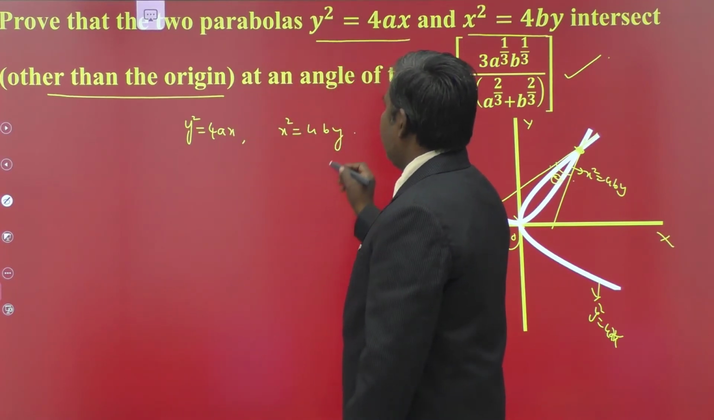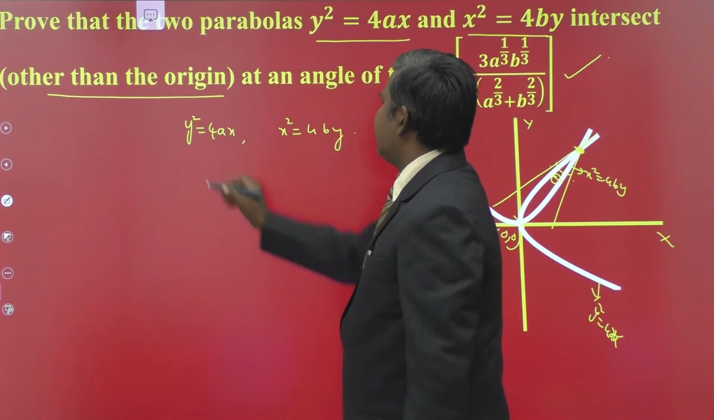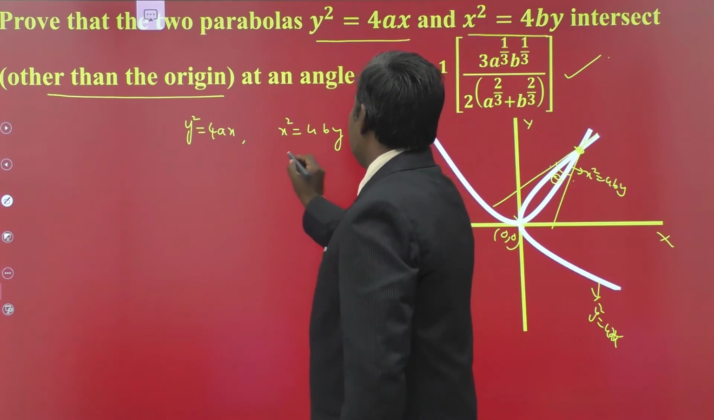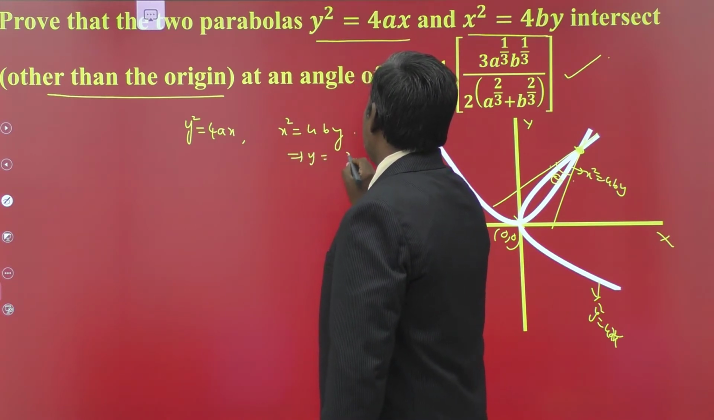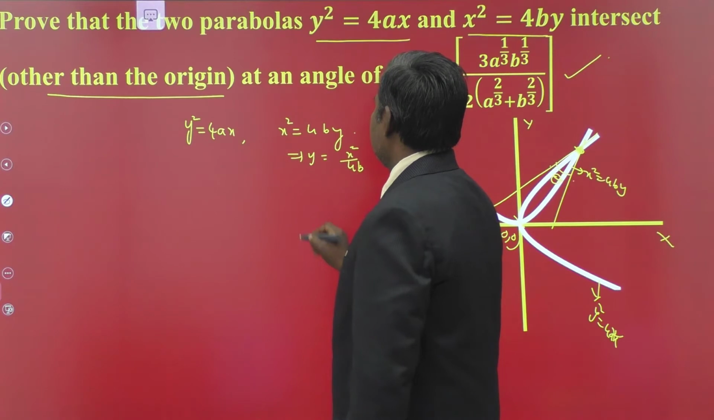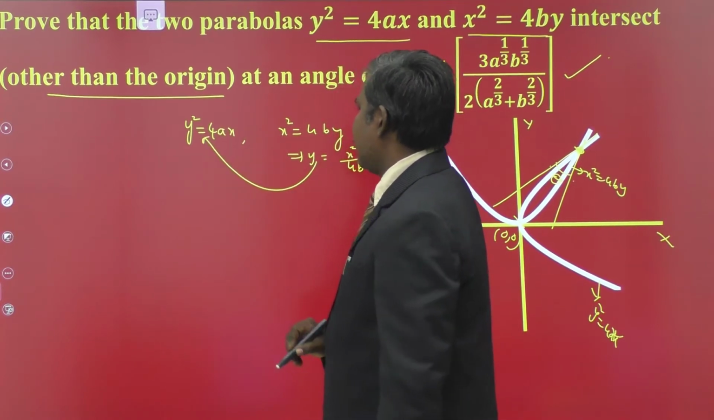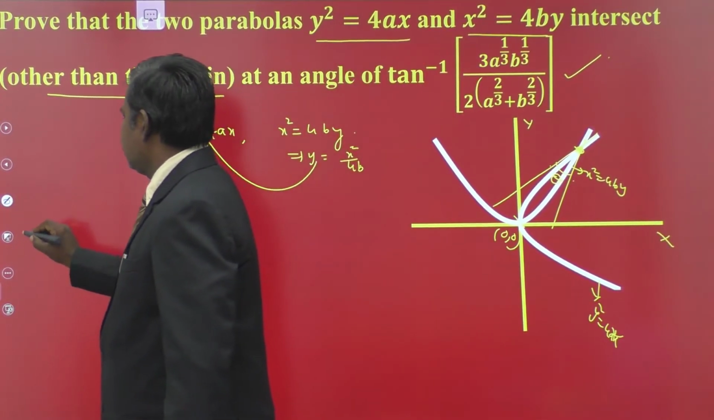So we substitute the value of y here itself. Am I correct or not? What is the value of y? y is equal to x square by 4b. Substitute the value of y here. What do we obtain?